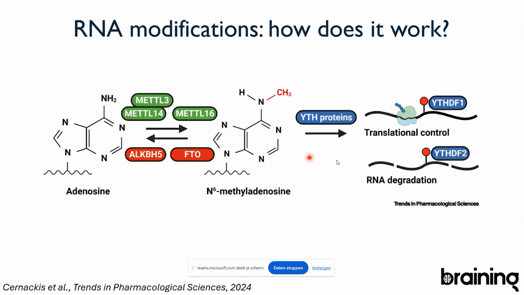However, what is the effect? Well, you have readers of those RNA modifications. In this case, for N6-methyladenosine, it will be YTH proteins. And you can see that if you have a methyl group on your adenosine, this means that YTHDF1 can bind and translation will be repressed. On the other hand, YTHDF2 can bind and your RNA gets degraded. So we know that these RNA modifications are important and that they might alter the fate of an RNA, right?